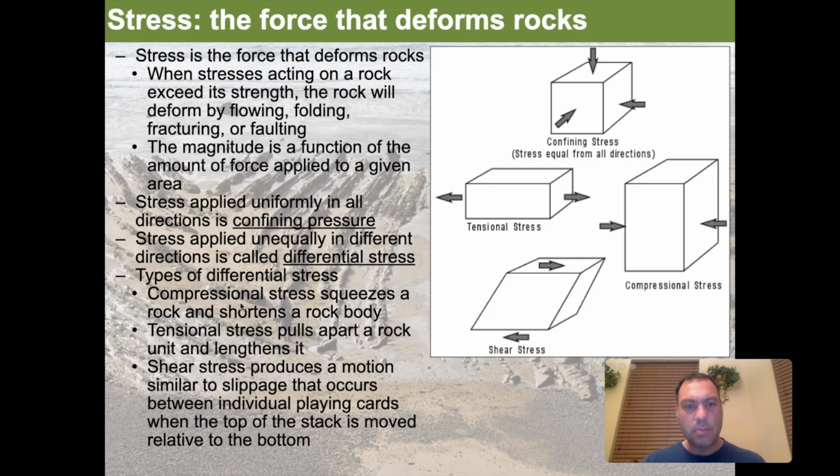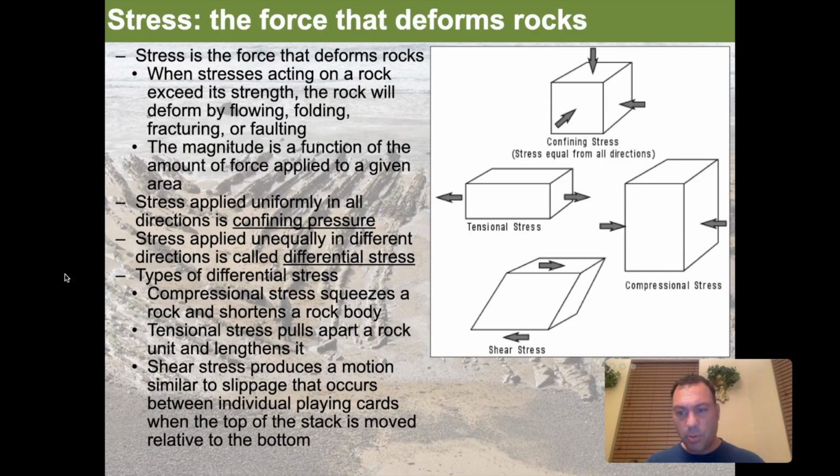So there's compressional stress. Compressional stress squeezes a rock and shortens a rock body. So here we see compressional stress, the arrow coming in this direction, an arrow coming in this direction. And of course, if you're pressing on the sides, just like what we see here, that compression is going to have an effect on what's going on inside this block. Tensional stress pulls apart a rock unit and lengthens it. So here we see tensional stress. On Earth, that tensional stress, that pulling apart, we see that actually at mid-ocean ridges. So this is where we see rocks that are being pulled apart from the central spreading center.